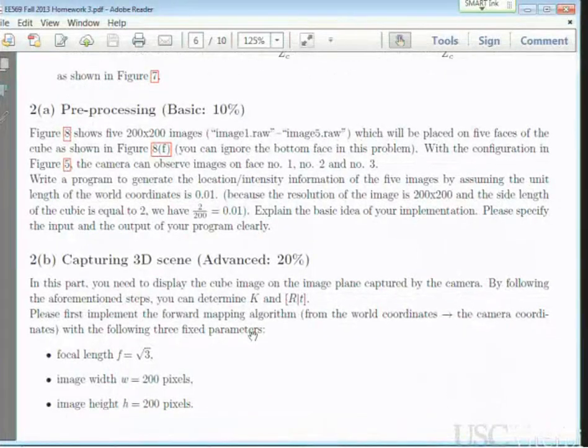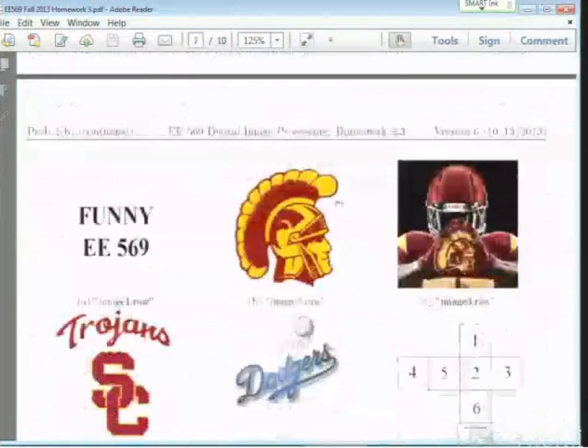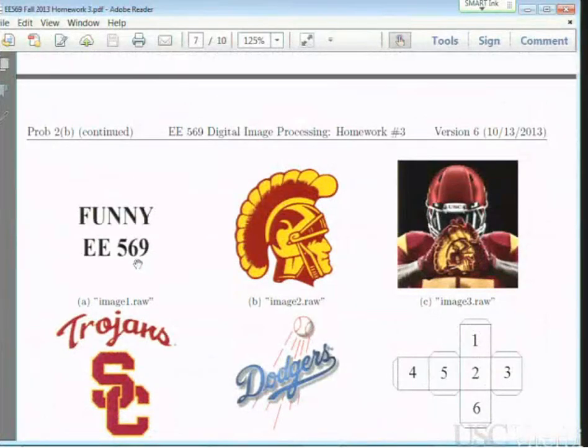Okay, so part A, the basic part. Figure A shows the 20 by 20 images. So there are 5 images. Funny, E569. Usually that's not a good term. Okay? When you say something is funny, it doesn't mean a good thing. So fun is a good thing. So E569 is fun. That's good. E569 is funny. That's not good.